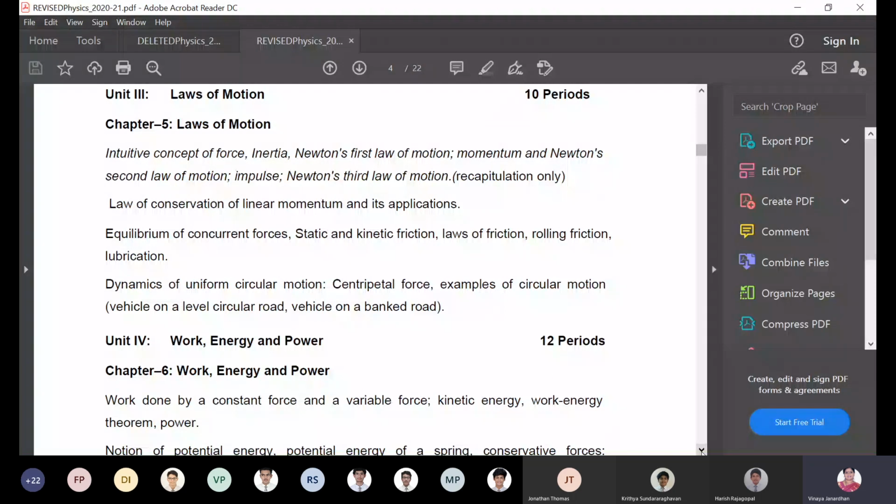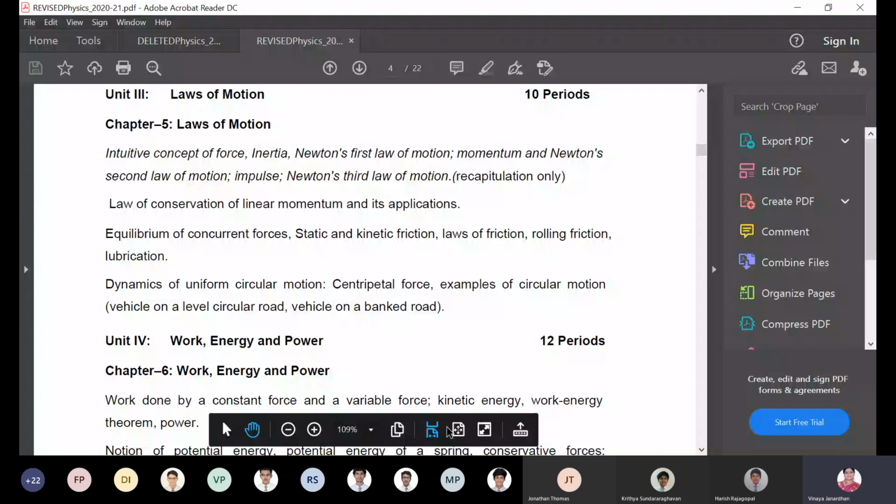See, look at this. It's only the intuitive concept of force, in the revised syllabus. This is already what you have learned in grade 9. That's what they have specified. We are only going through it, but since we have completed it, I'll tell you where we have to start from. Laws of motion. Impulse is also not included. So we'll start with the law of conservation of linear momentum. So you need not learn the earlier part, boys.